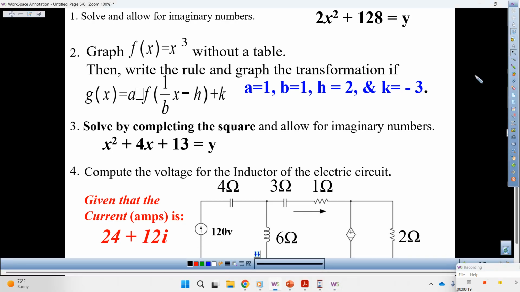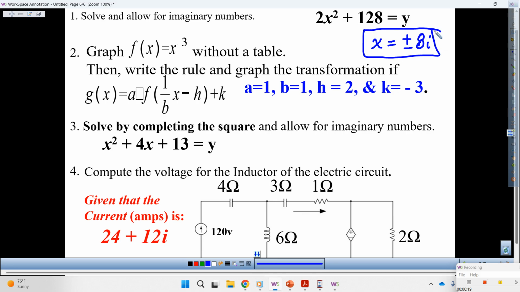All right, let's get the show on the road. Number one. Show your neighbor what you got, and then Gio's going to give us the answer for that one. What did you get for number one? X equals what, Gio? Plus minus 8i. Hands up if you got that. That is correct.